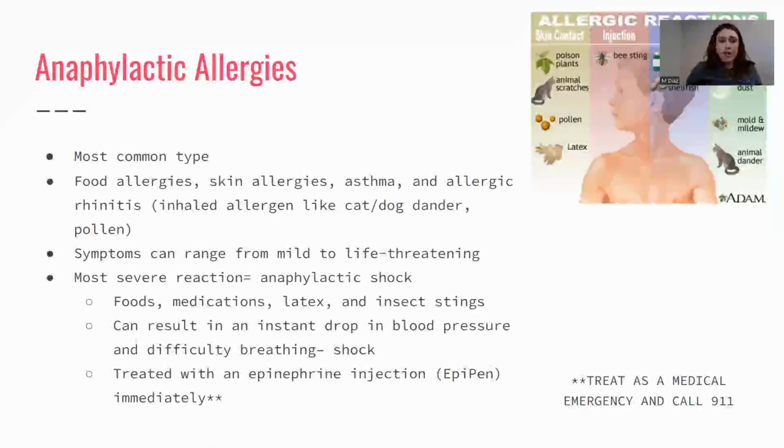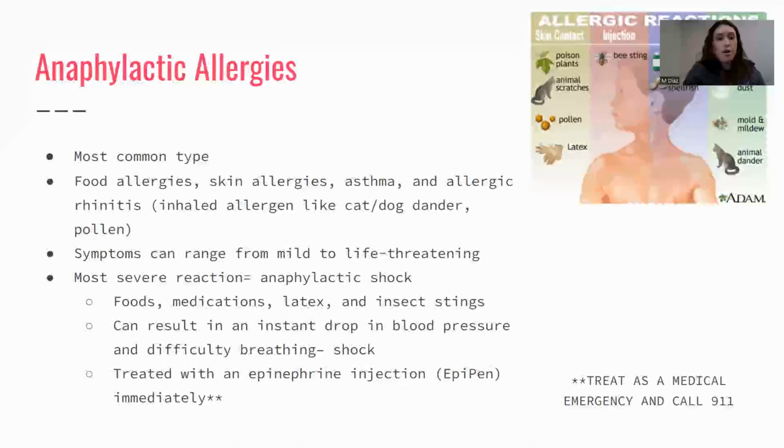So anaphylactic allergies. Again, this is the most common type. The food allergies, skin allergies, allergic rhinitis, so anything inhaled allergen like cat or dog dander or pollen, as well as asthma, all fit into this category of anaphylactic allergies. Again, symptoms can range from anywhere from mild to life-threatening. So again, that could be anything from a running nose or sneezing all the way to these most severe reactions that you see here.